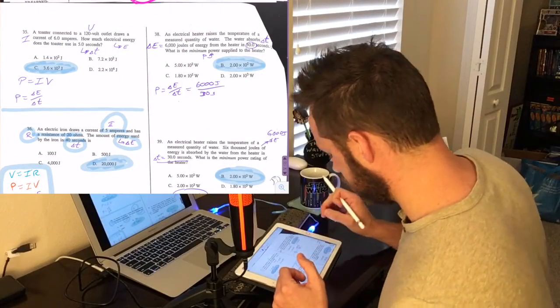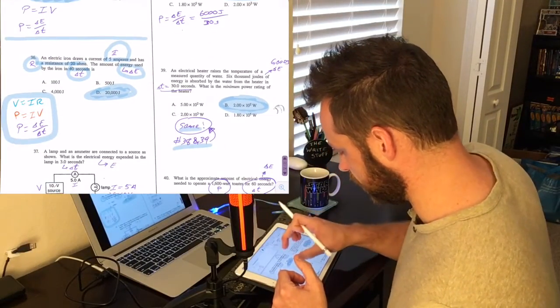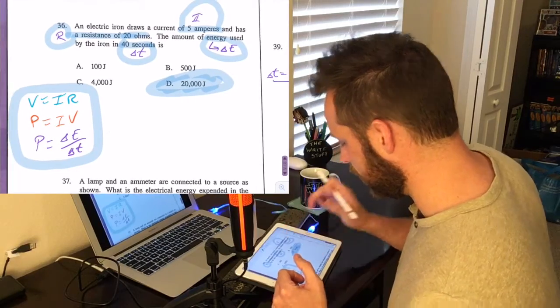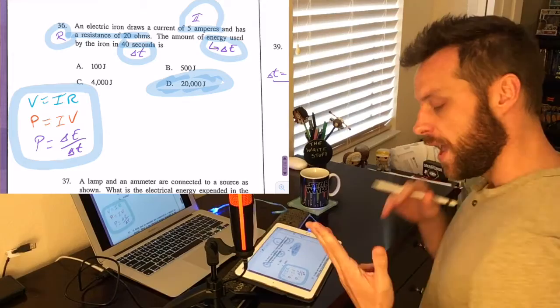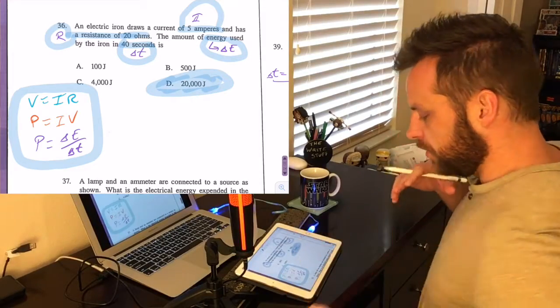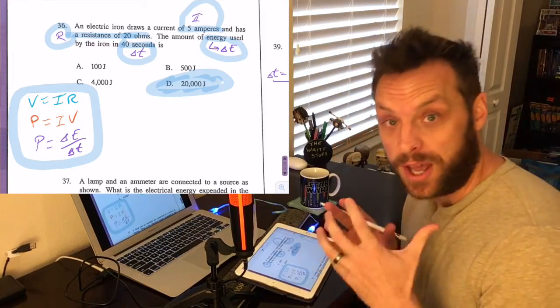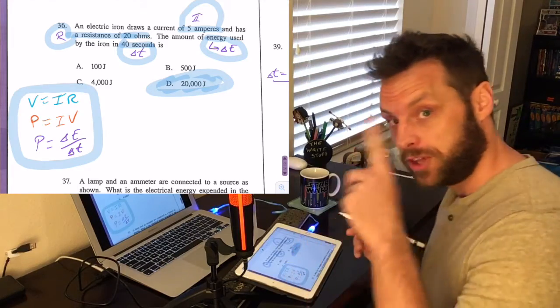Now let's take a look at number 36 together. Number 36 is a pretty in-depth one. We're going to do what I call 3 steps. We're going to use V=IR, PIV, and the definition of power to solve one puzzle at one time. It's a 3-stepper.